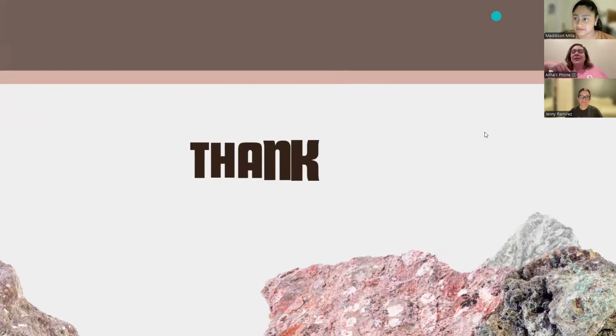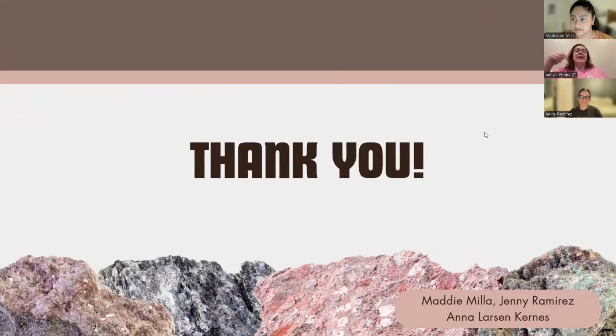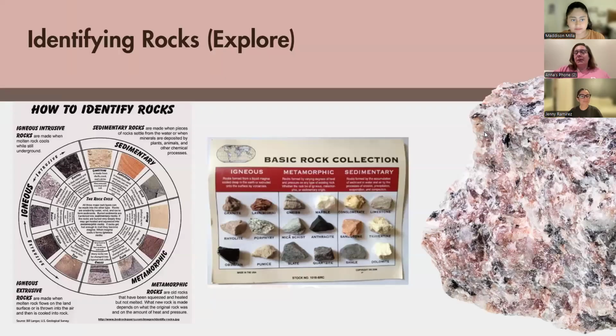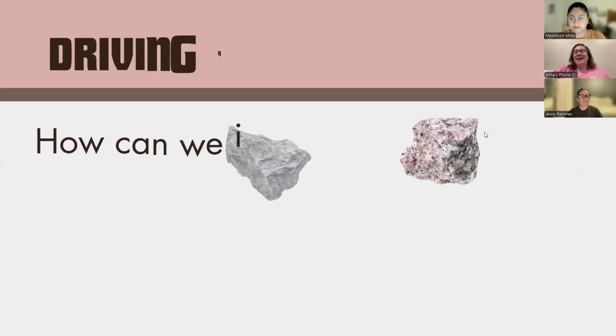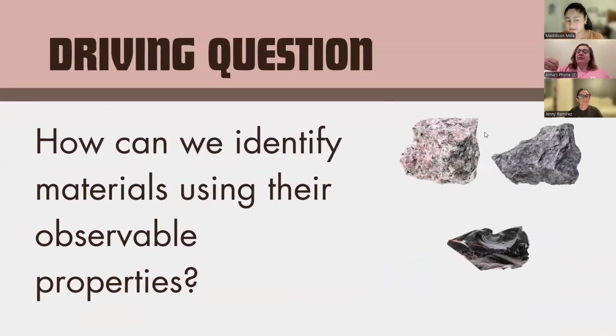We can go to the next slide. So in wrapping things up, what I wanted to come back to was our driving question of being rock detectives and what do you notice about your rocks. How can we identify materials using observable properties? Throughout all of the stages, the students are able to identify what types of properties they are, how they were able to observe them, and then how to identify based on those components, and look for clues and be that detective.